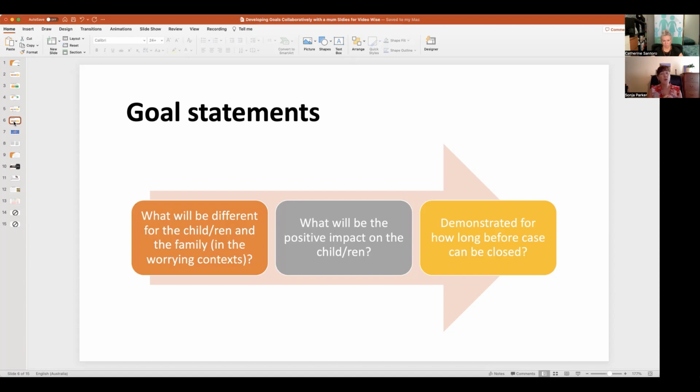The second component we want to think about is, if this was happening, what would we want to see in terms of positive impact on the children? What would we be seeing that would tell us that there was now enough safety and protection?